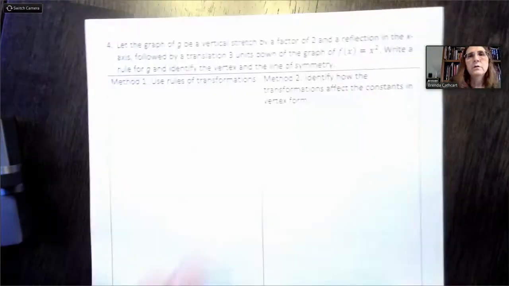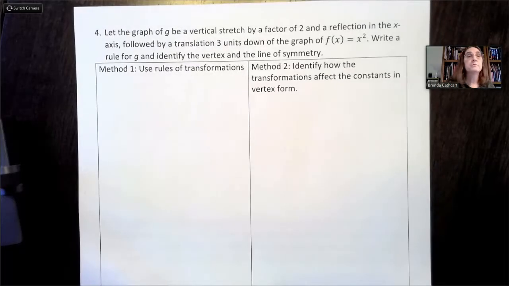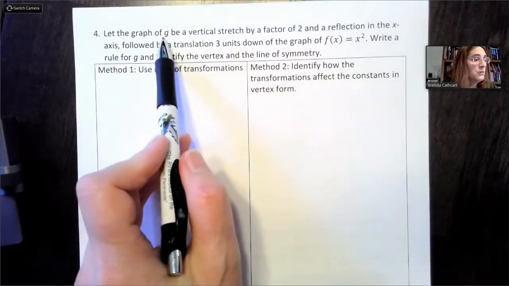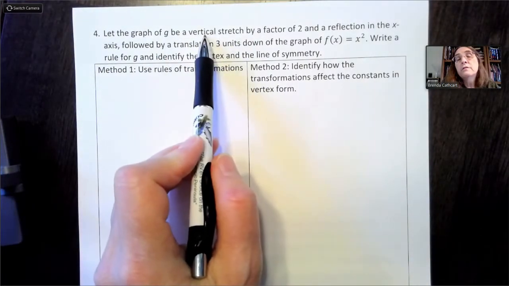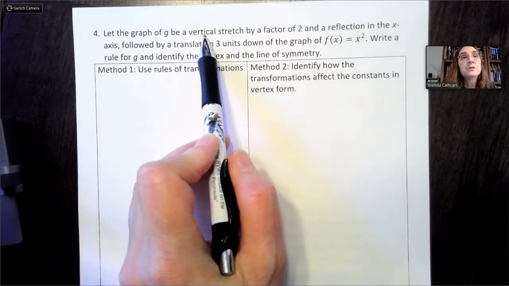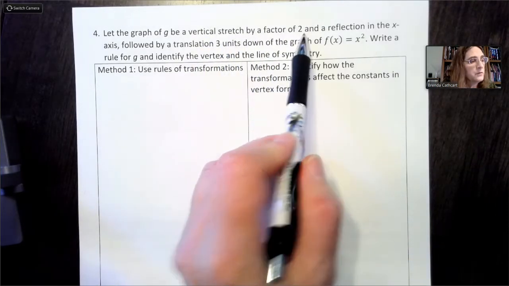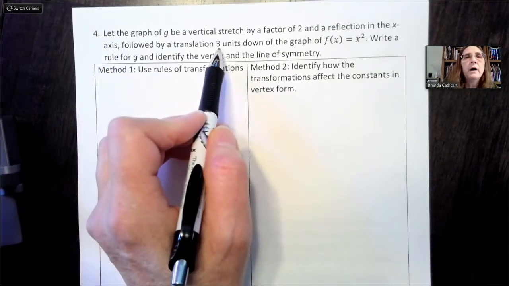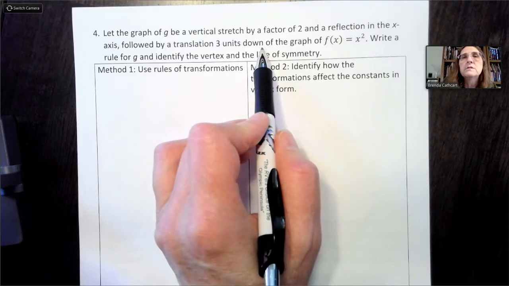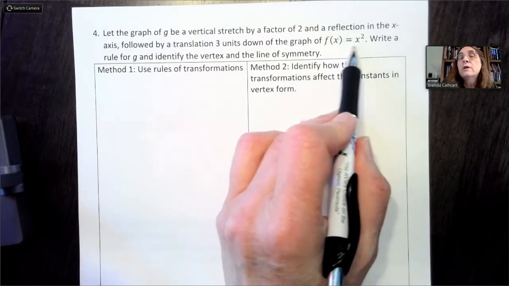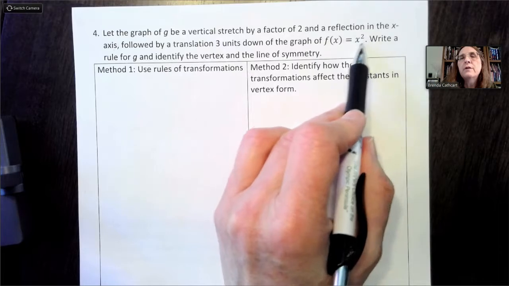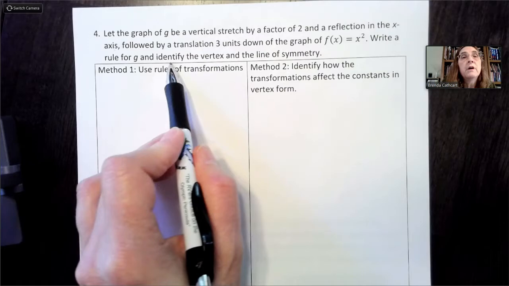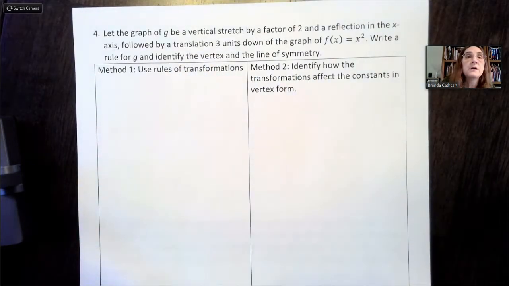Let's go to writing an equation from a description. In this case, we have G, which is going to be a graph or a function that resulted from a transformation that's a vertical stretch by a factor of 2 and a reflection in the x-axis, followed by a translation 3 units down. And the transformation is going to be applied to f of x equals x squared. We want to write a rule for G. And after we do that, we want to identify the vertex and the line of symmetry.